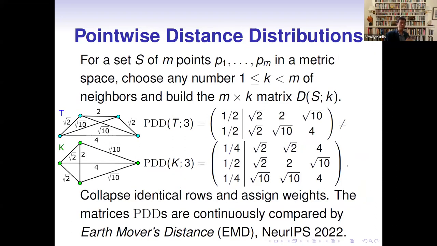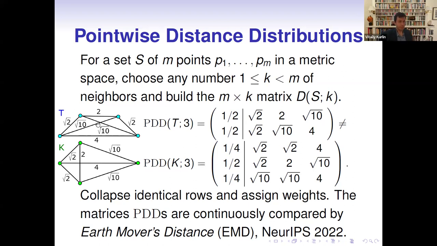Now, this first strong invariant, we called it pointwise distance distribution. It was actually considered previously, even in a more general context, and was called local distribution of distances. That was more than 10 years ago, but we proved specific theorems for this invariant in the more complicated periodic case, not discussed today, and also extended it to a complete invariant. So let me explain how to construct it.